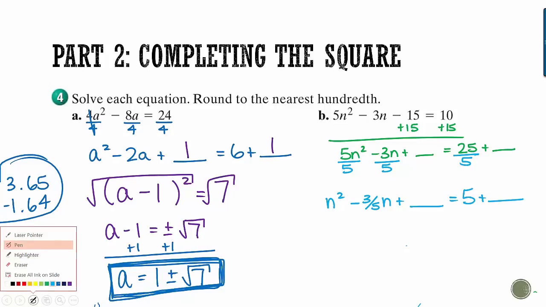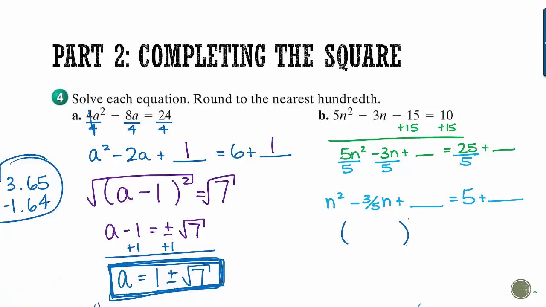And then the steps are exactly the same. So we got to turn this into a perfect square. So what I'm going to do is cut this in half, and that gives me negative 3/10. And then we can square that, and you end up with 9 on top and 100 on the bottom. So that is 0.09. So this equals 5.09. And now we can take the square root of both sides.